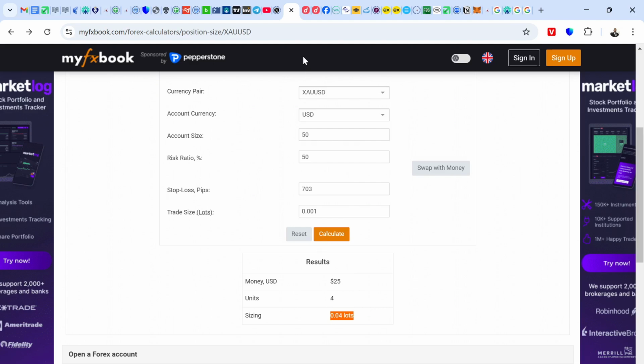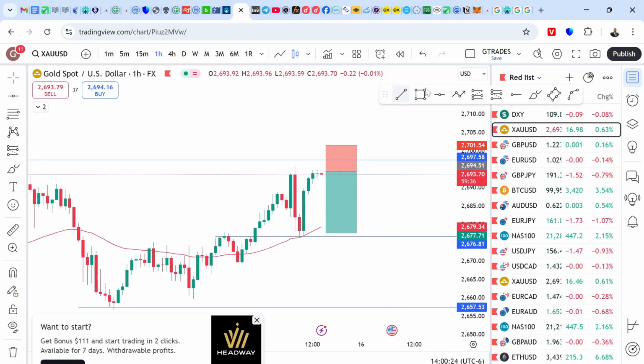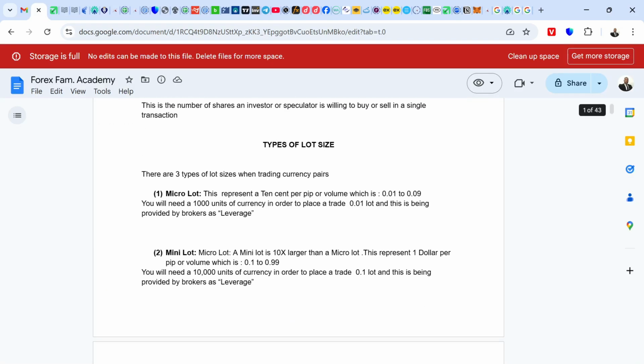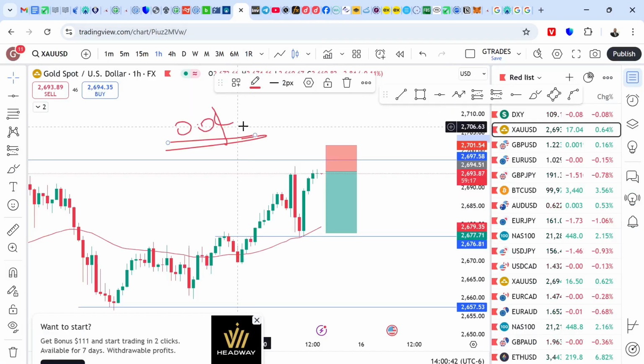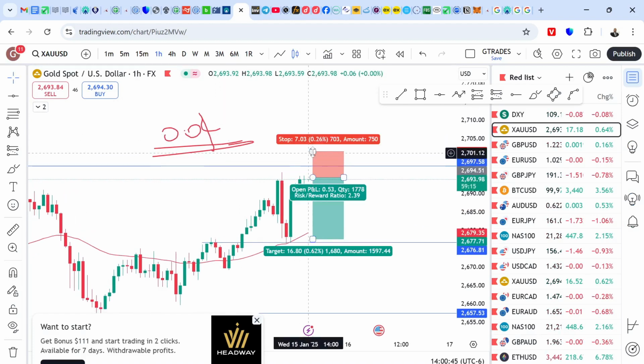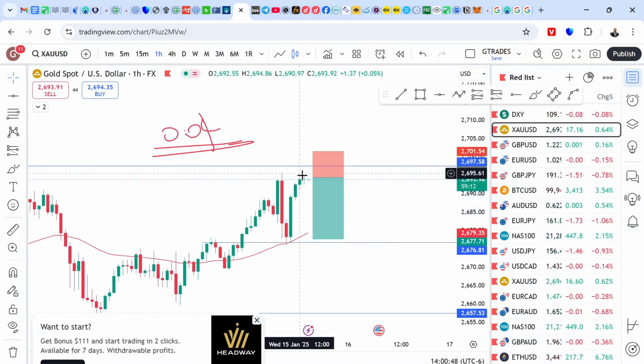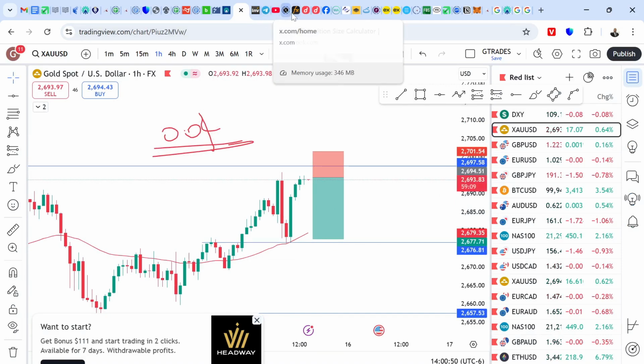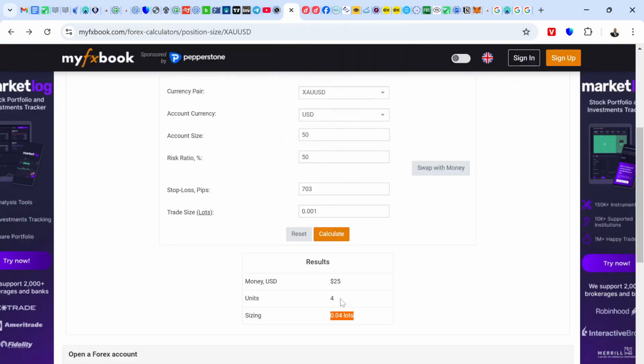So I will just go into my MT5 and put 0.04, right? With this, I'm using micro lot size. You can see, because the micro lot size is between 0.01 to 0.09, and this falls in that category. And with this, whenever the market goes against you, you are not risking anything far beyond $25. So this will help you know what to risk at a particular time.